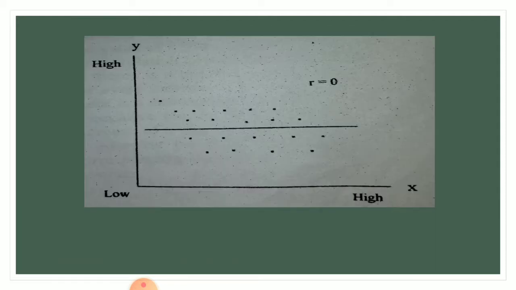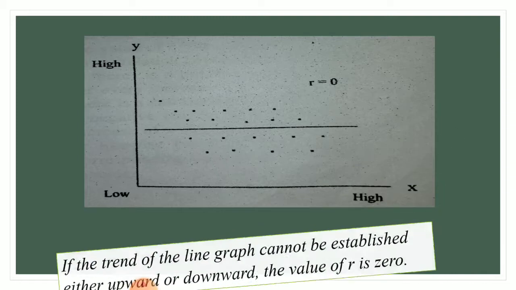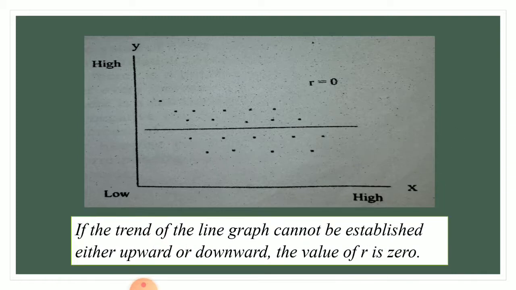Then we also have, if the trend of the line graph cannot be established as either upward or downward, the value of r is 0. It indicates that there is no correlation between the x and y variables.